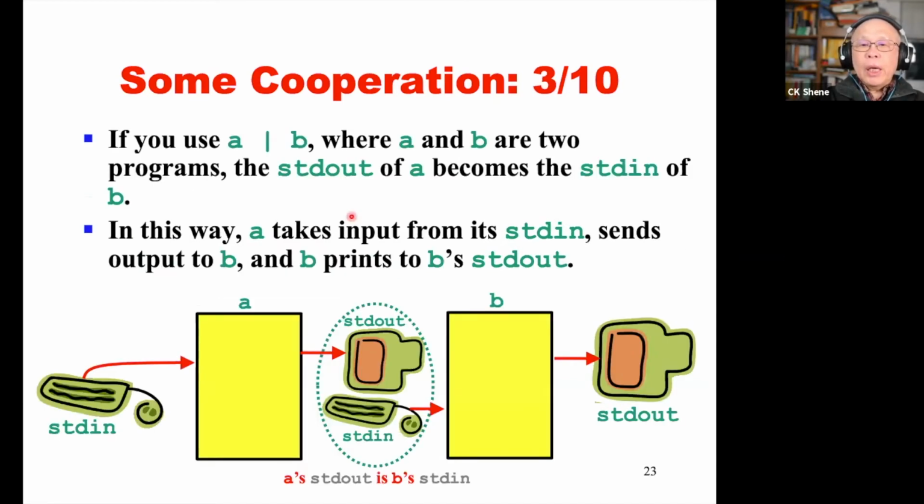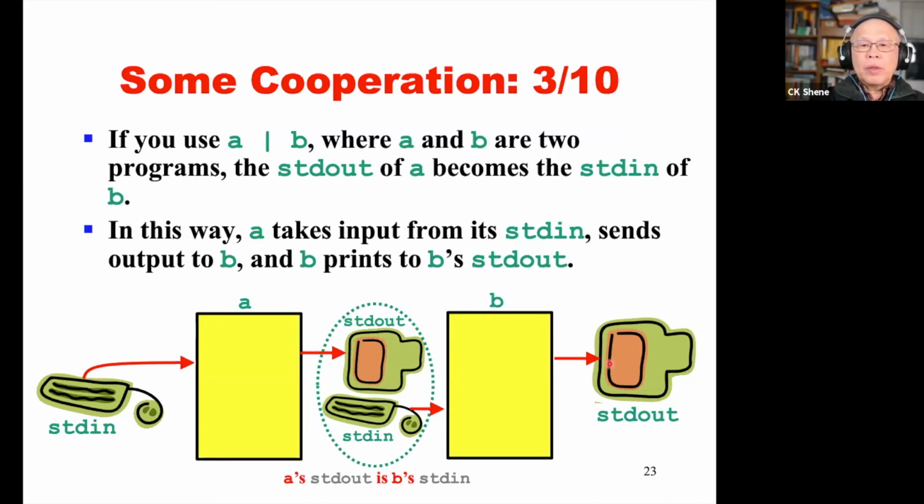If A and B are two programs, we write A vertical bar B. The meaning of this writing is the stdout of A becomes the stdin of B. Look at this diagram. A has its stdin, the keyboard here, but if we write A vertical bar B, that is A pipes to B, so A's stdout is the same as the stdin of B, but B still has its stdout.